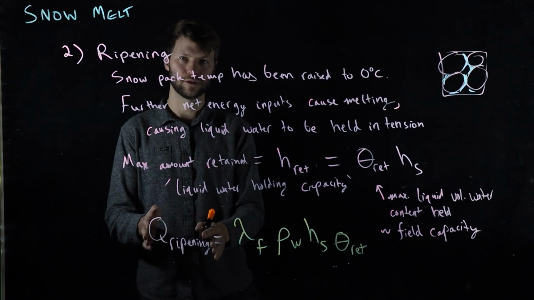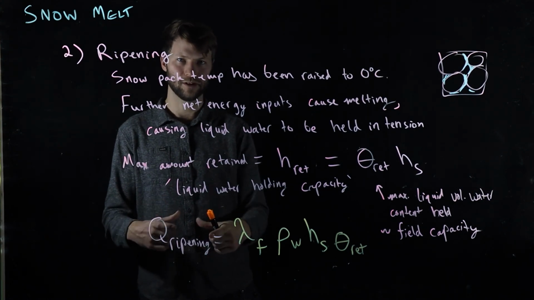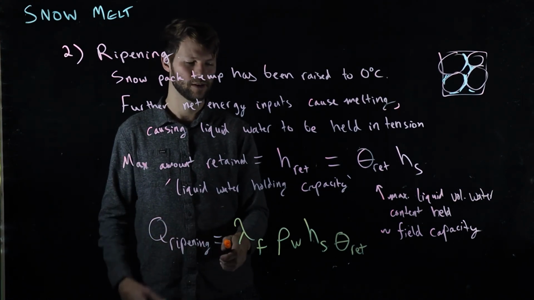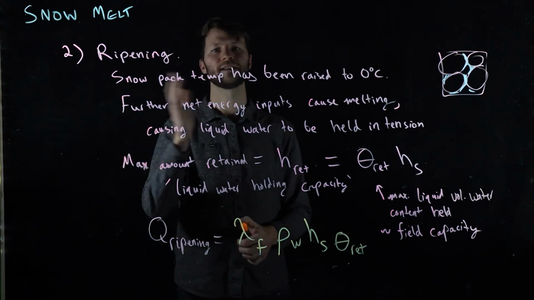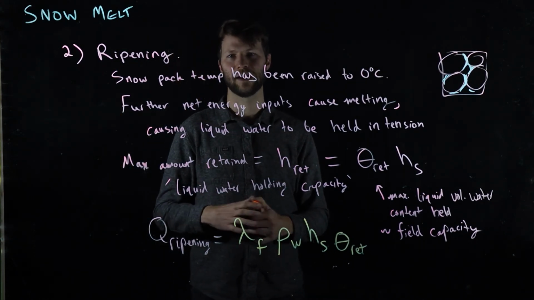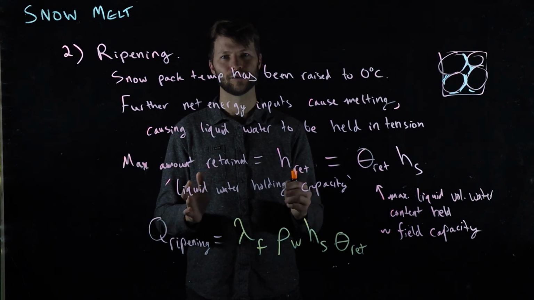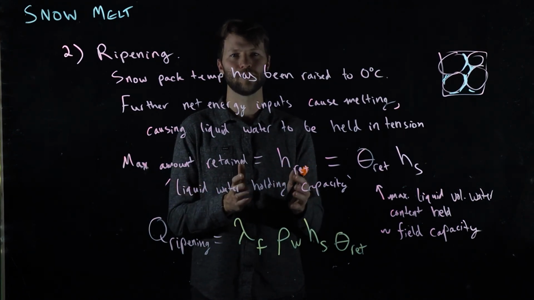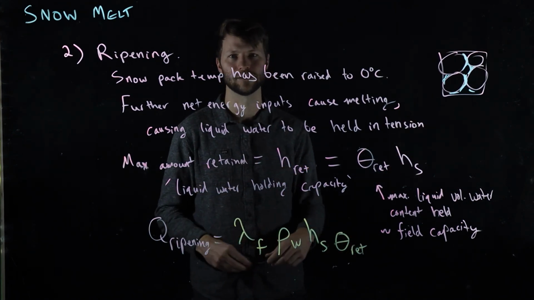This is the amount of joules, or the amount of energy per area, per square meter, required to completely ripen the snowpack, to bring it from having no liquid water to as much liquid water as it can hold before it starts to drain downwards due to the force of gravity.